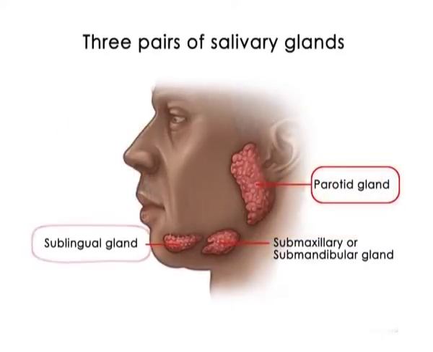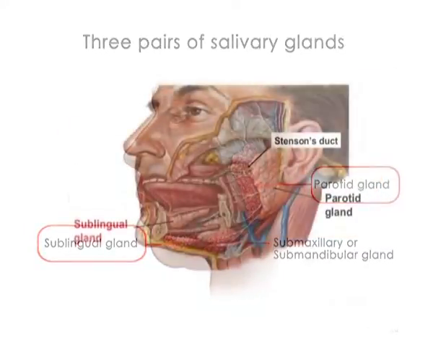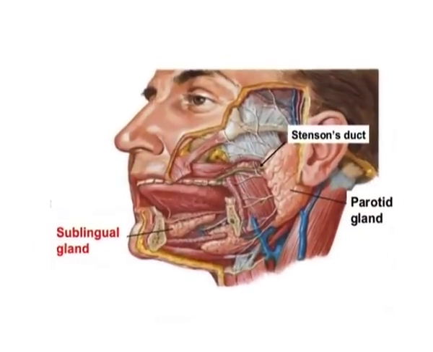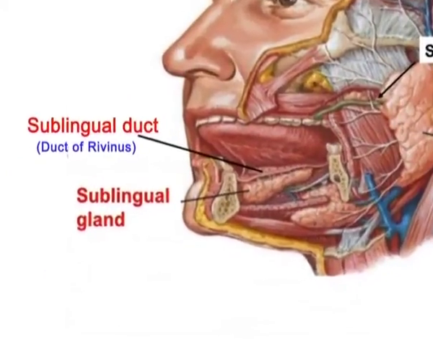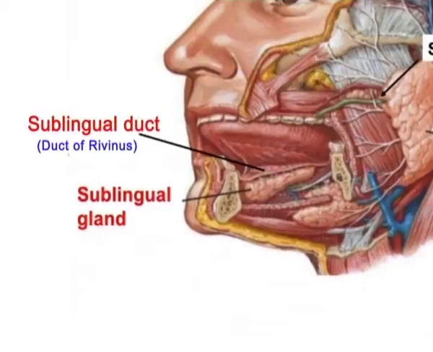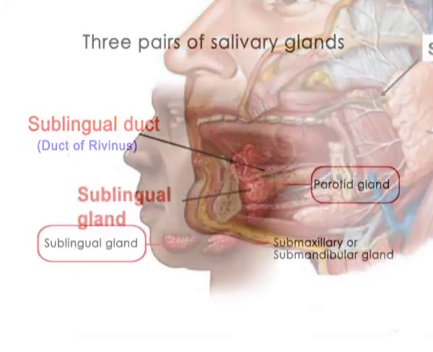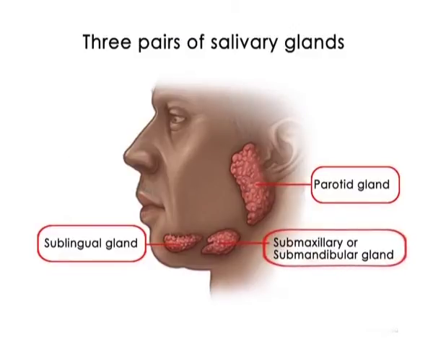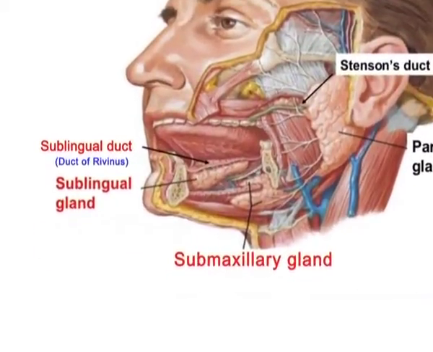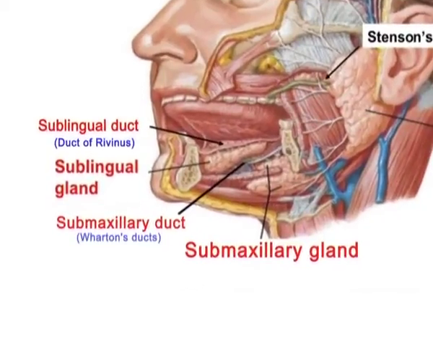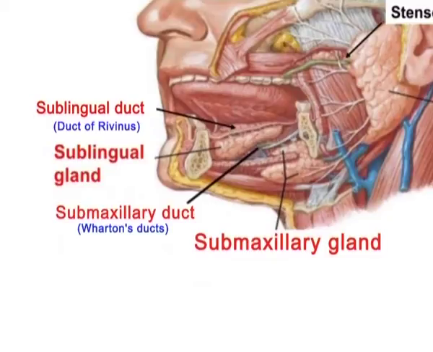Next, sublingual glands. These lie under the front part of the tongue. The sublingual ducts, also known as ducts of Rivinus, also open under the tongue. Next one is submaxillary glands. These lie at the angles of the lower jaw. The submaxillary ducts, also known as Wharton's ducts, open under the tongue.